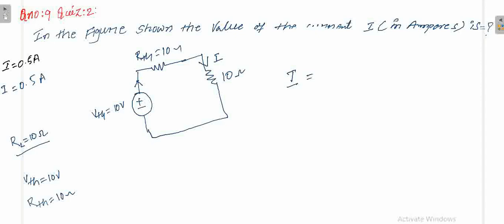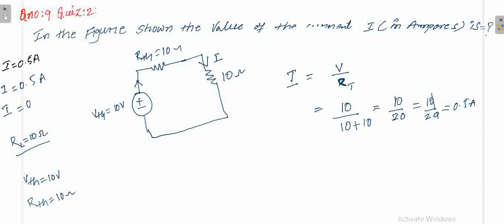So total current is equal to total voltage by total resistance. Total voltage is 10, the total resistance is 10 plus 10, so 10 by 20, which is 1 by 2, that is your 0.5 amperes. So with Thevenin's theorem also we got 0.5 amperes. This is with node analysis, this is with mesh analysis, this is with your Thevenin's theorem.